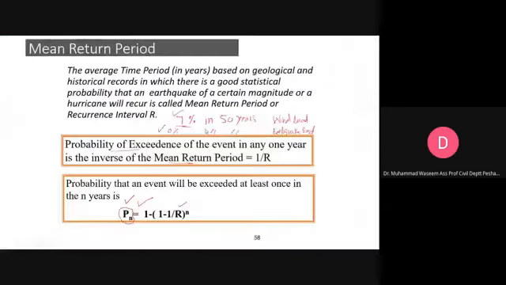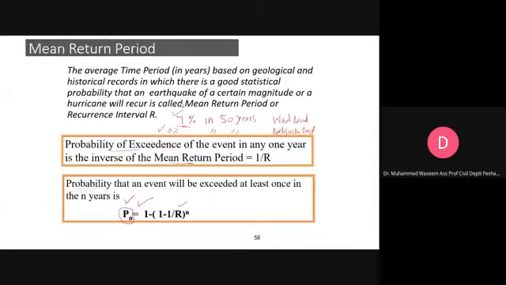Okay, we are going to start now. We finished discussing the earthquake loading and the wind loading part. Now we will have some introduction to mean return period.